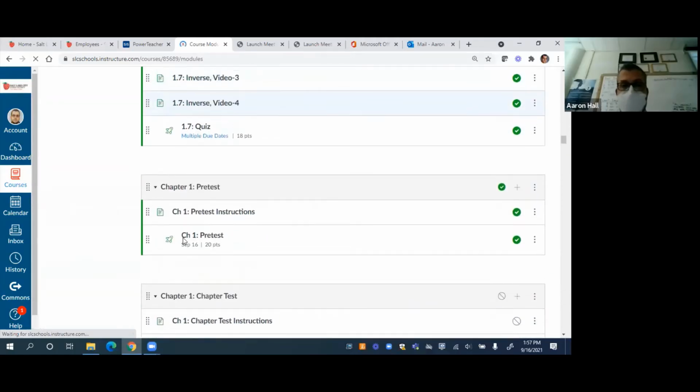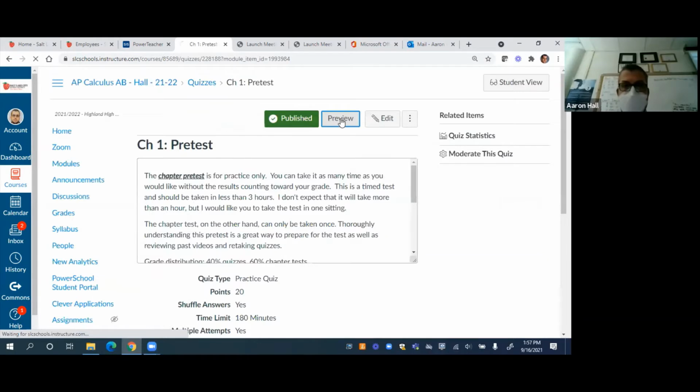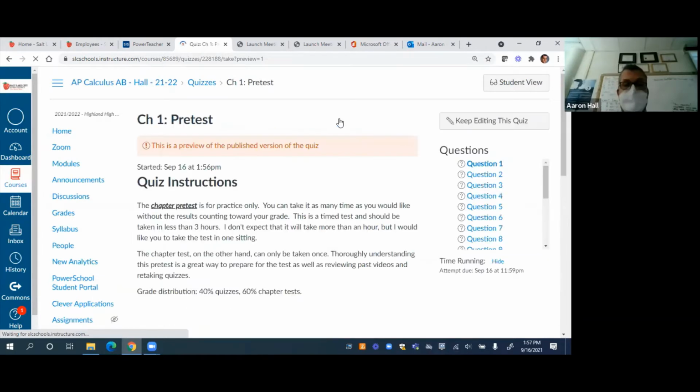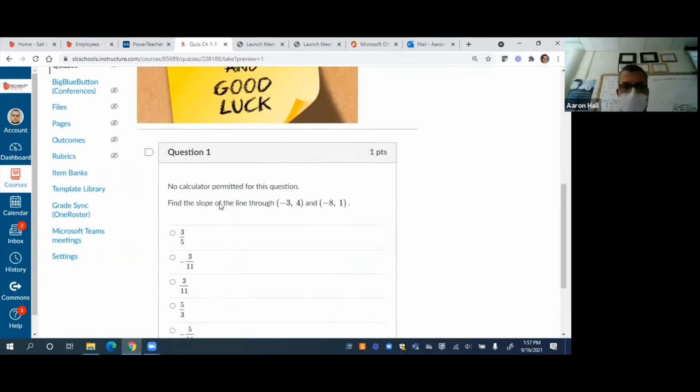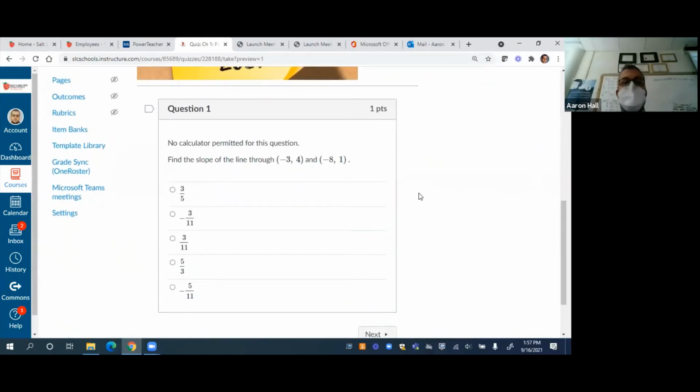All right, so let's look at our pretest. And I'm going to just go ahead and go to preview. And then I'm going to go down and look at our first problem. Here's our first problem. It says, find the slope of a line through these 2 points.